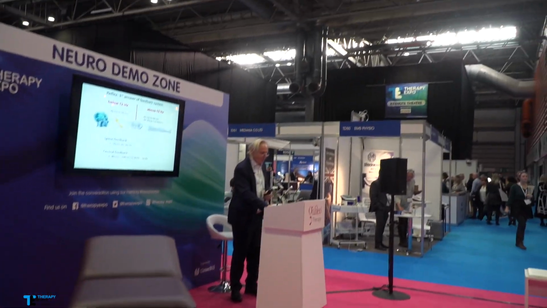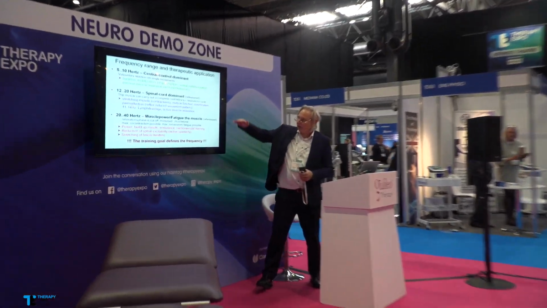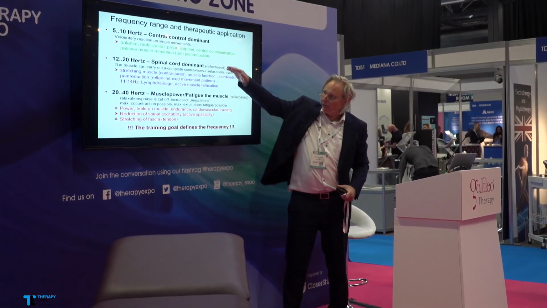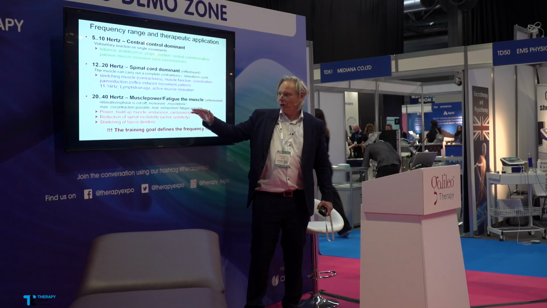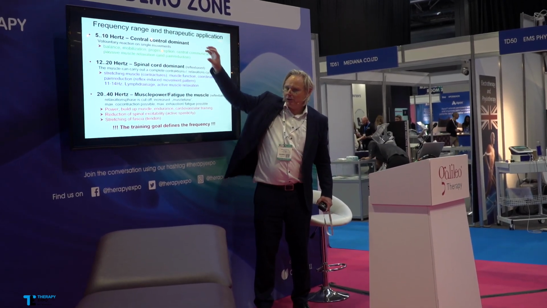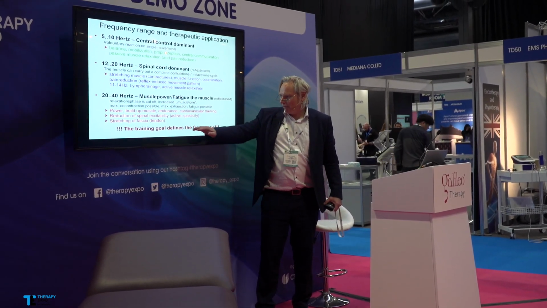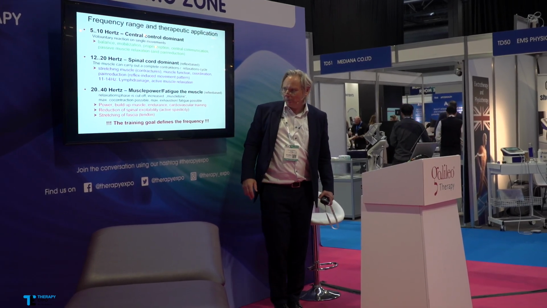So therefore, we divide the frequency range in 3 parts. So we have the lower frequency, which we use for balance, mobilization, proprioception. We have the medium frequencies, where the muscle still can contract and relax, which we're using for stretching, muscle function, and coordination. And then we have the high frequency, which we're using to build up muscle and to reduce spasticity. So in dependence of the frequency, we define the training goal.